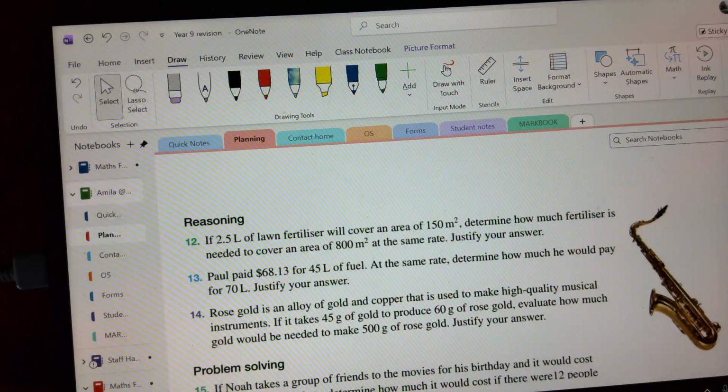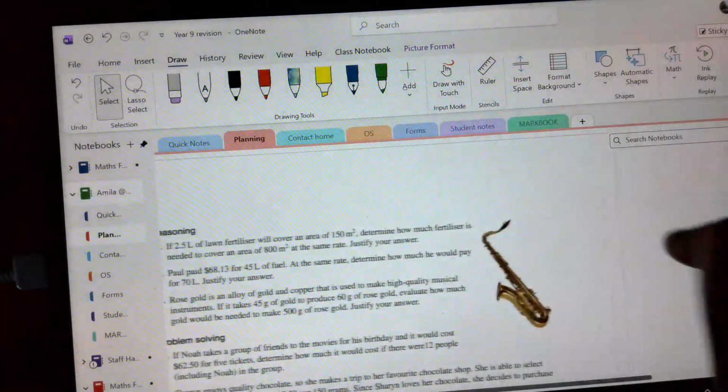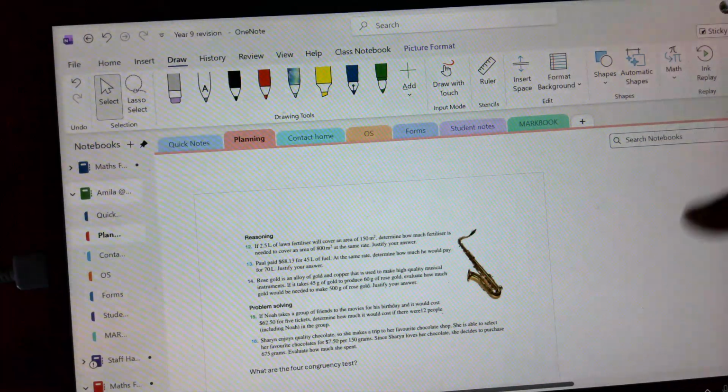Question 12 says, if 2.5 liters of lawn fertilizer will cover an area of 150 meters squared, determine how much fertilizer is needed to cover an area of 800 meters squared. Oh, pardon me. At the same rate. Justify your answer. Alright, I'm gonna do this on the side here.